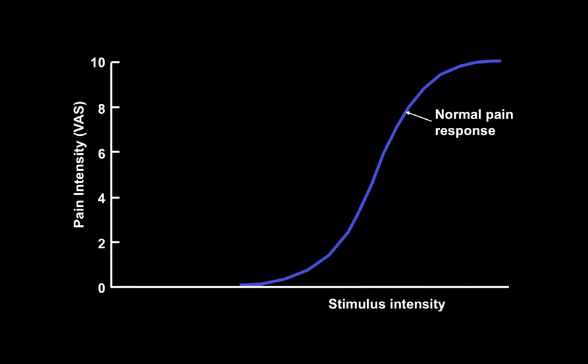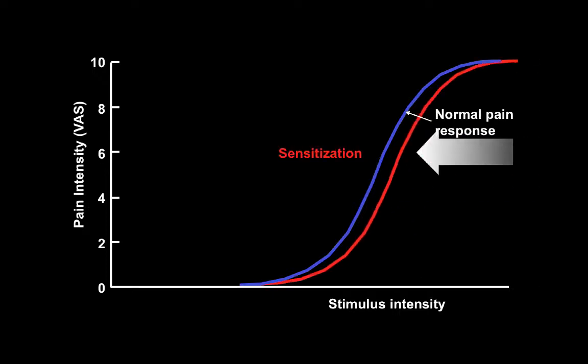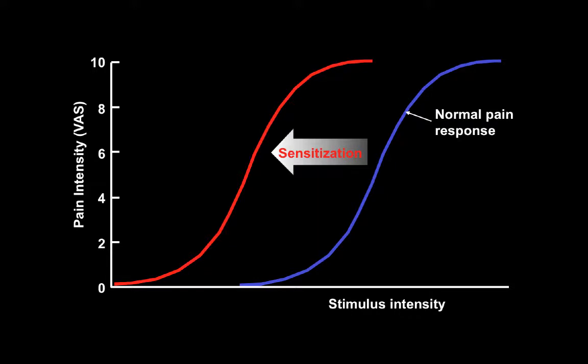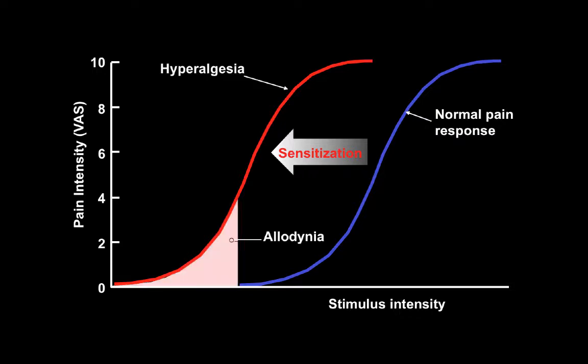To display this in a graphic format, let's take a look at this graph of pain intensity versus stimulus intensity. Under normal circumstances, you need a certain degree of stimulus to have a pain response. However, in sensitization, this entire graph shifts to the left, meaning that you need less stimulus to get a pain response. And that applies both to allodynia and hyperalgesia.